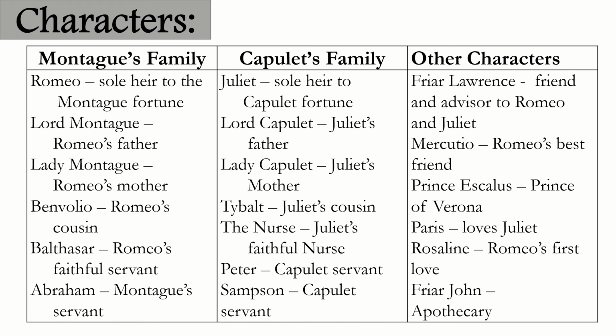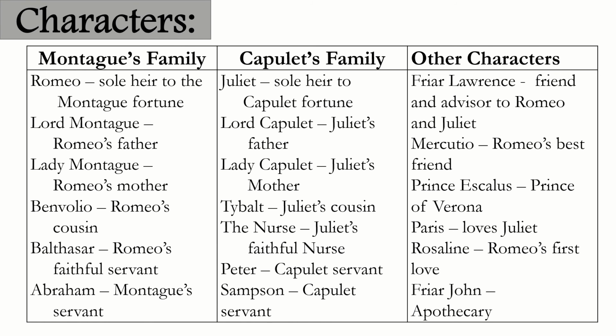Abraham, Montague's servant. Capulet's family. Juliet, the sole heir to the Capulet fortune. Lord Capulet, Juliet's father. Lady Capulet, Juliet's mother. Tybalt, Juliet's cousin. The nurse, Juliet's faithful nurse. Peter, Capulet's servant. Samson, Capulet's servant.